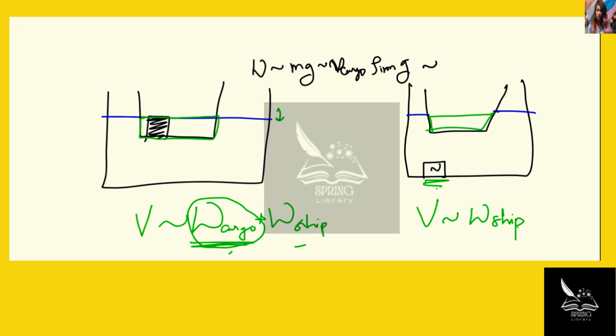Now this will be equal to the water displaced, which will be that water displaced volume, capital V, times the density of water times g. Now, if you notice, we can cancel g. This is an equal to.